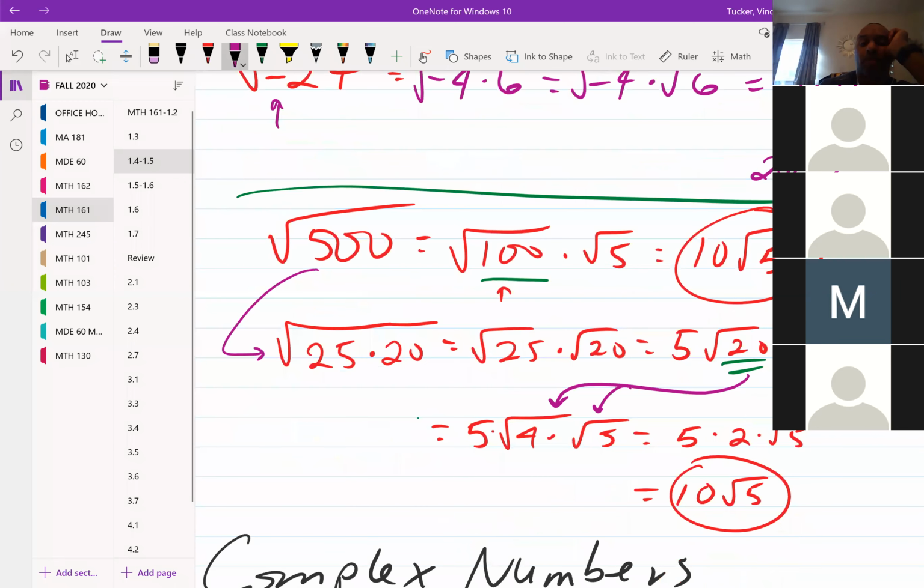And then 5 times 2 was still 10. So I was just showing them that no matter which way you do it, if you break things down all the way to the simplest form, eventually you'll still get the same answer. So it's just 2 different ways of doing it, even if you don't find the largest factor of 500 on the first go round. If you keep breaking it down, you'll still get the same answer of 10 square root of 5.